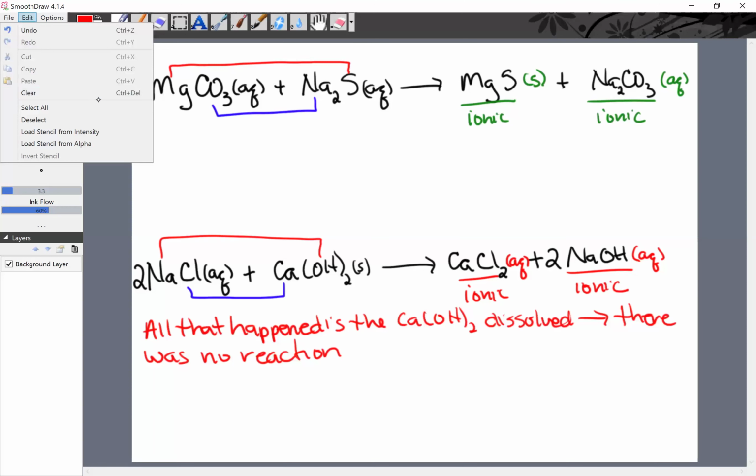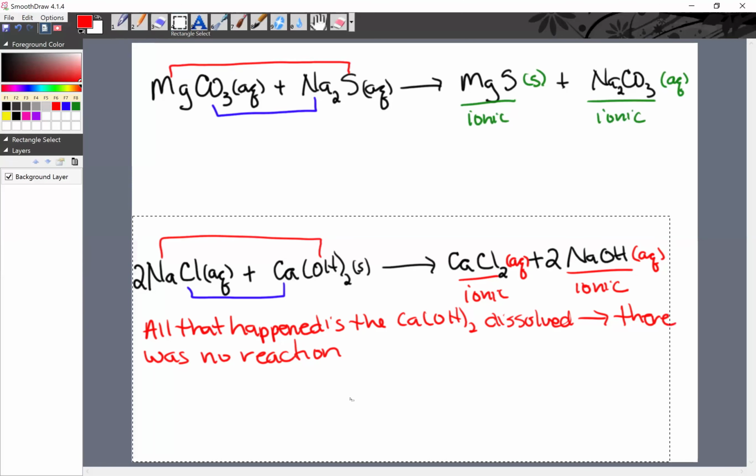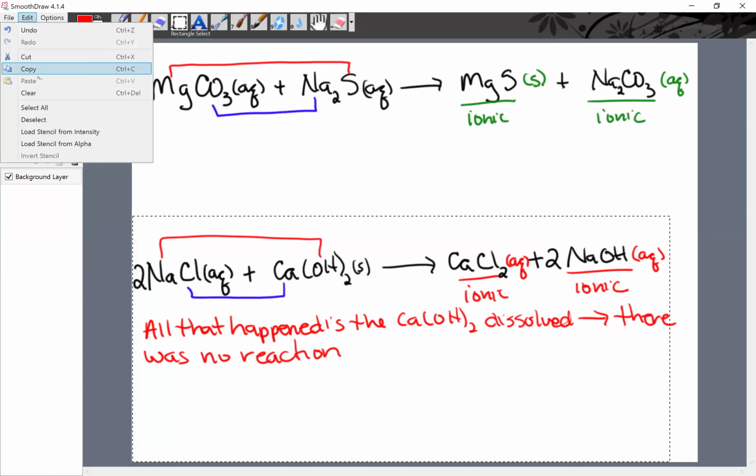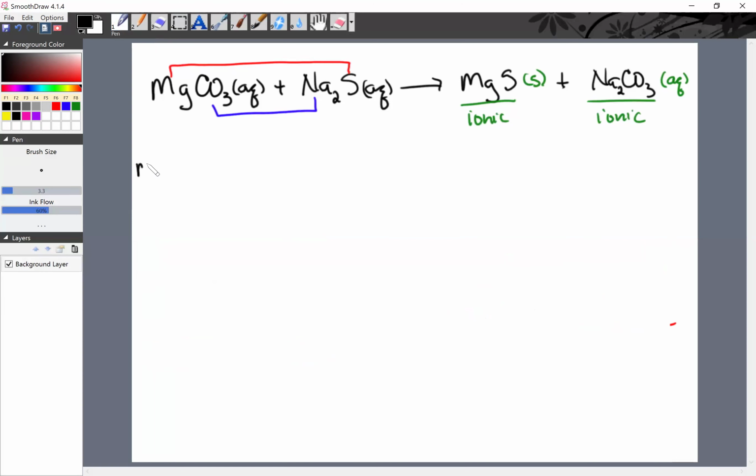All right. This is a molecular equation. It has everything in it, and it's completely balanced. Everything's still put together the way it's supposed to be.